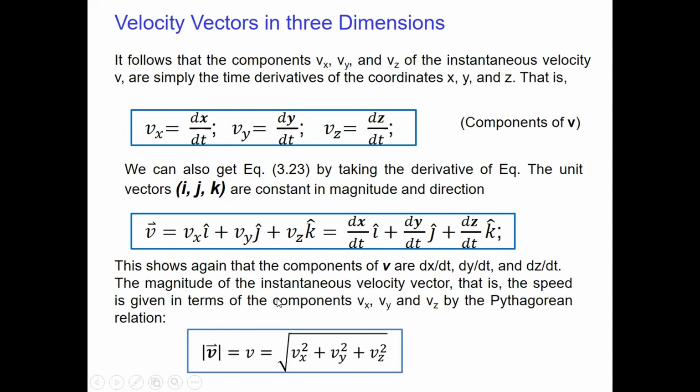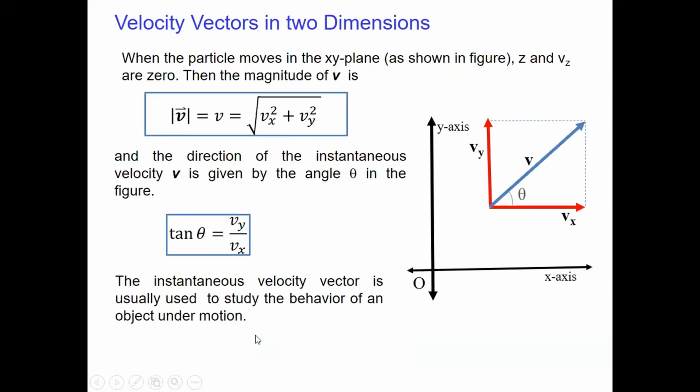The Pythagoras relationship can be used to find out the magnitude of the instantaneous velocity as vx squared plus vy squared plus vz squared under root, and it is shown as the V vector's magnitude or simply V. The velocity vector in 2 dimensions can also be written in a simplified manner in which the component along the z direction is 0, and therefore the magnitude of the velocity is given as under root of vx squared plus vy squared, and the direction is given by the tangent, vy divided by vx.